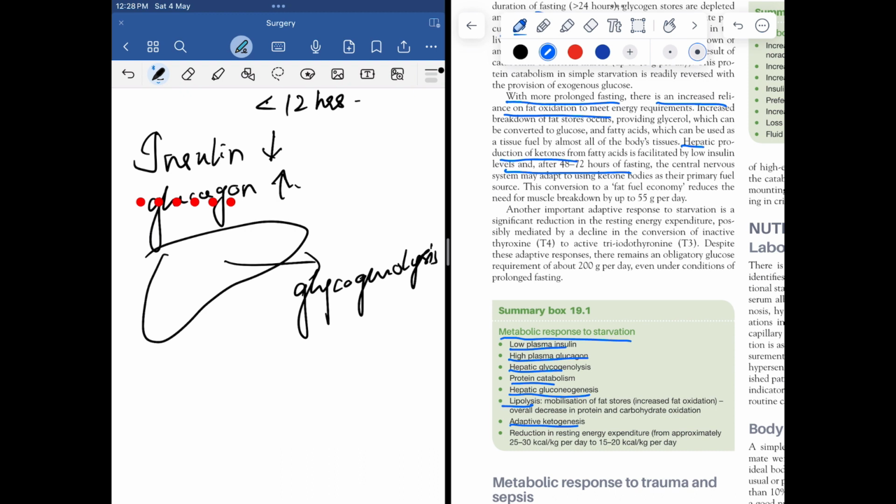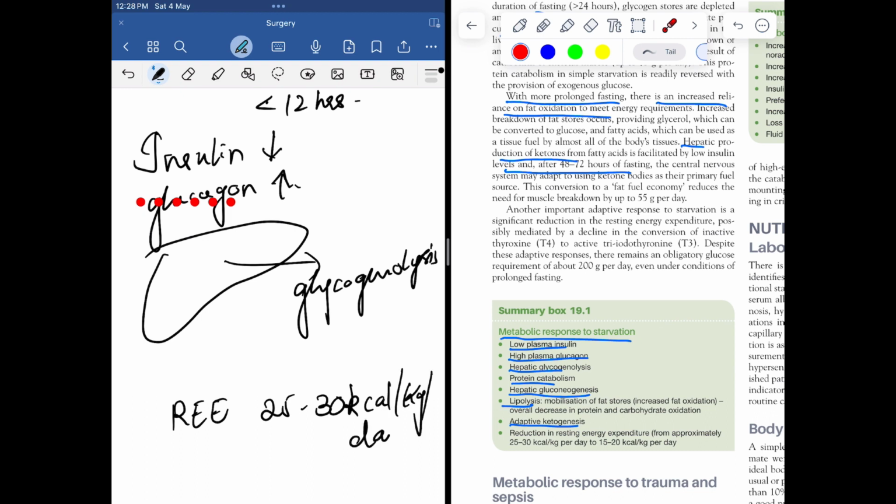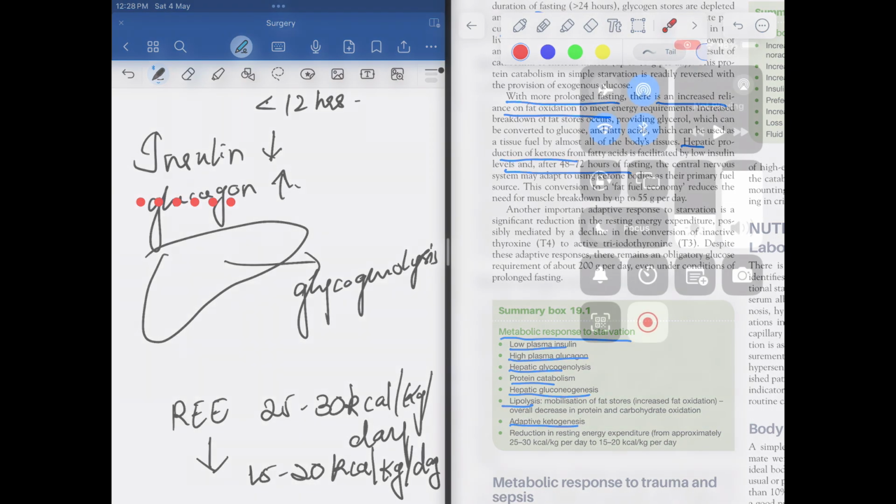And after 48 to 72 hours of fasting, the brain, the CNS, will also adapt to using ketone bodies as its primary fuel source. So that is how the response of our body to starvation is. And then there is a reduction in the resting energy expenditure. From 25 to 30 kilocalories per kg per day, it is reduced to 15 to 20 kilocalories per kg per day. So that is how our body responds to starvation.